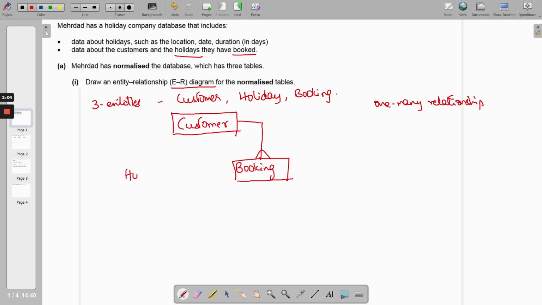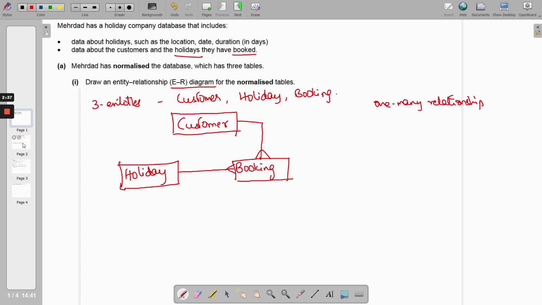Similarly, holiday is another one of the entities, the third entity. So for each holiday, in any given holiday, you can have multiple bookings. So there will definitely be a one to many relationship between the holiday and booking entities as well. So here in this ER diagram, we do have two one to many relationships. One relationship between the customer and booking, and the second one between holiday and booking.